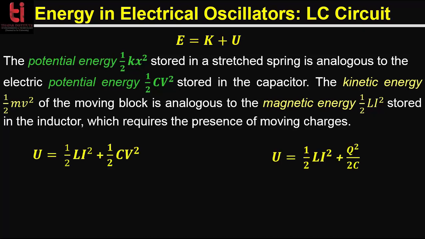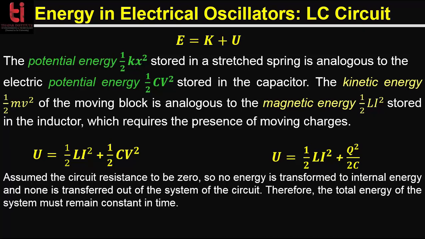So now you can say that the total energy in this LC circuit is equal to half LI squared plus half CV squared. And you know that V = Q/C, so we can rewrite this expression and say that the total energy in this LC circuit is equal to half LI squared plus Q squared by 2C. Assuming that the circuit resistance is 0, no energy is transformed to internal energy and none is transferred out of the system to the circuit. Therefore the total energy of the system must remain constant in time.